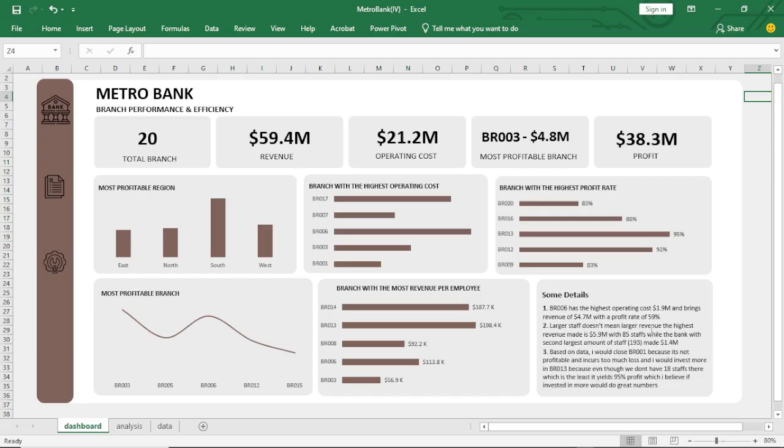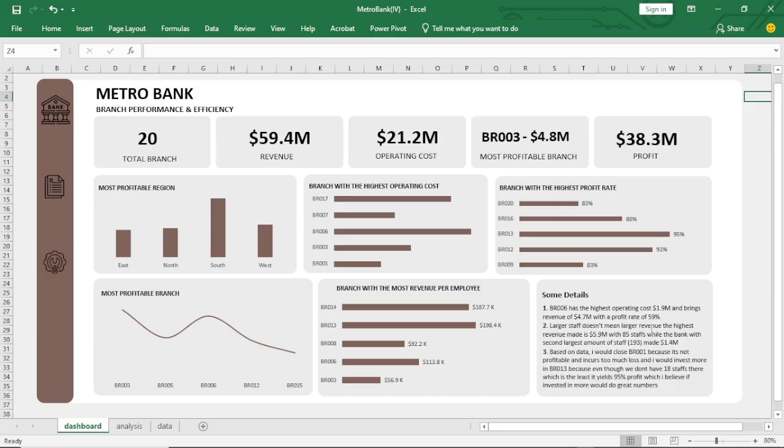And based on the data, I would choose to close branch 001 because it is not profitable and incurs too much loss. We spend too much to operate it and it brings in little to nothing. It costs us a loss.